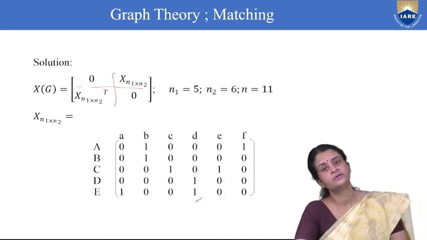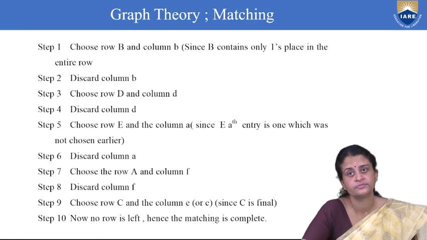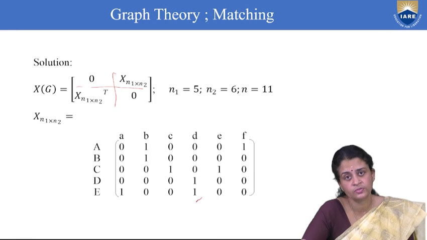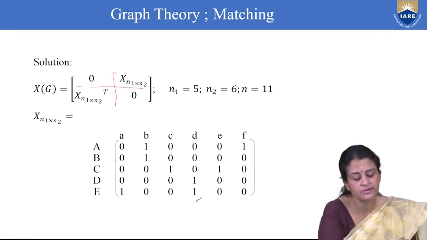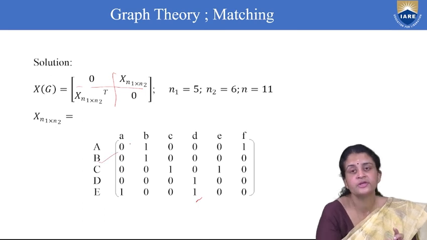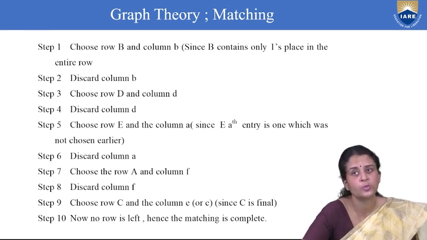Now how do we find this complete matching? From here we can see from this row, B is the only one non-zero entry in the row. First row is B, so we choose row B and column B, since B contains only one place in the entire row, and discard that column B.